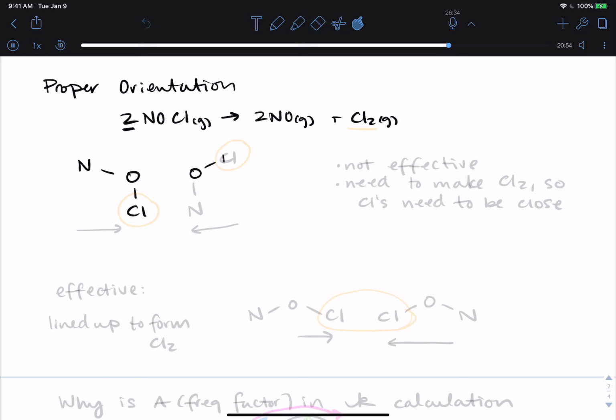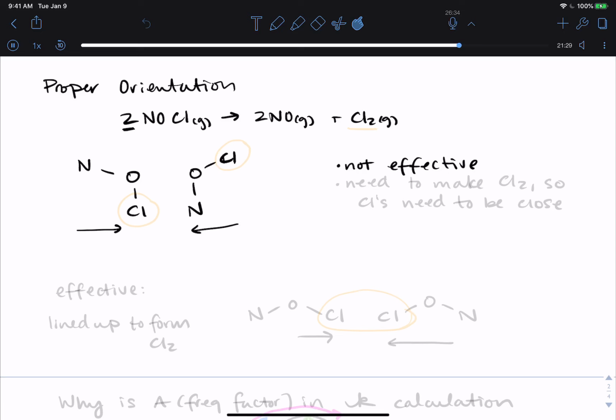So if they're oriented this way, I have my 2 molecules. This one's moving in this direction, this one's moving toward it. If they run into each other with this orientation, this would not be effective. And that may not be immediately clear, but take a look at what we're trying to form.